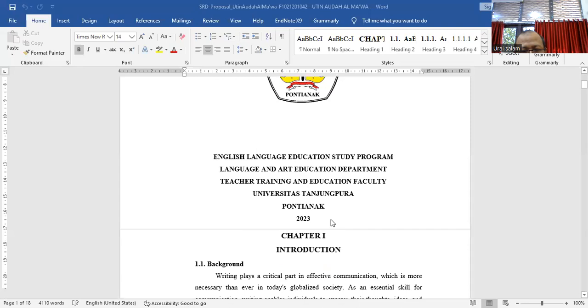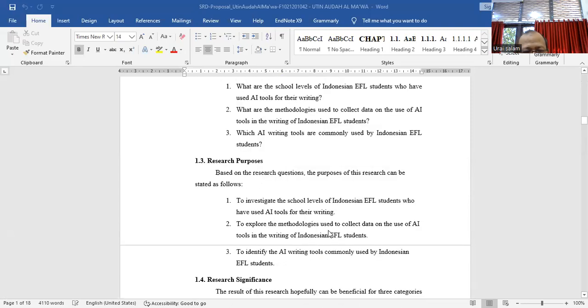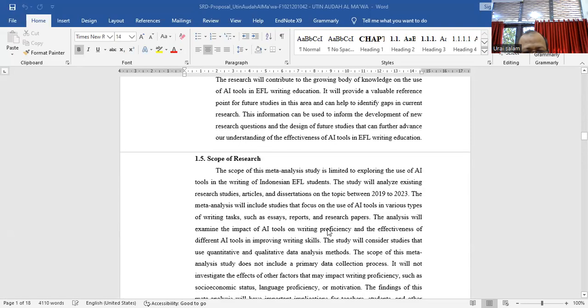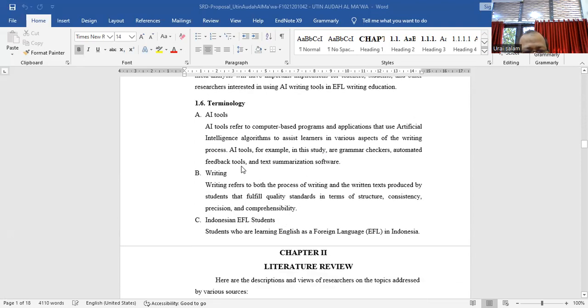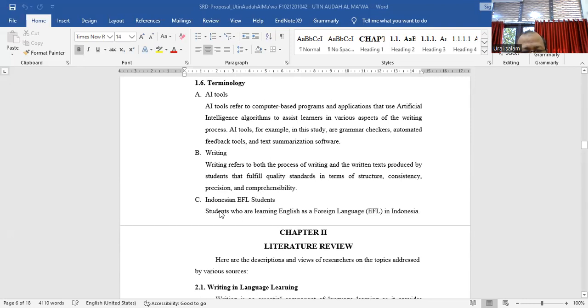The title is fine. Now the research question also fine. So we move on to scope and our tools, writing. Writing should be ESL writing or EFL. EFL writing. Indonesian EFL students.